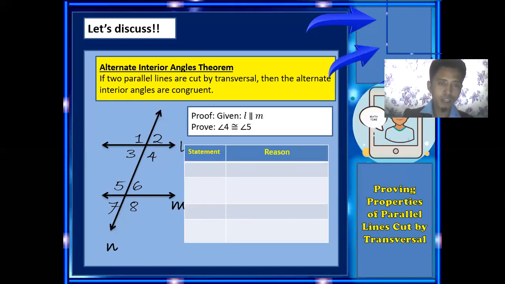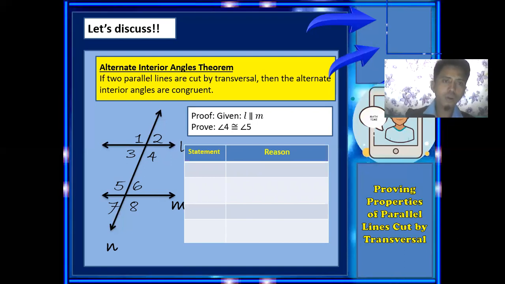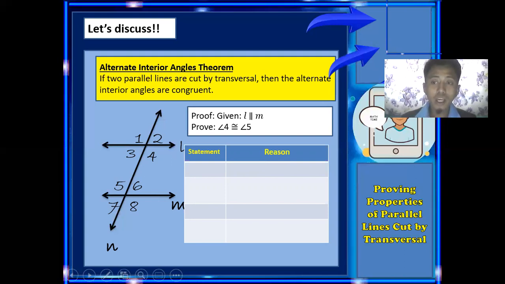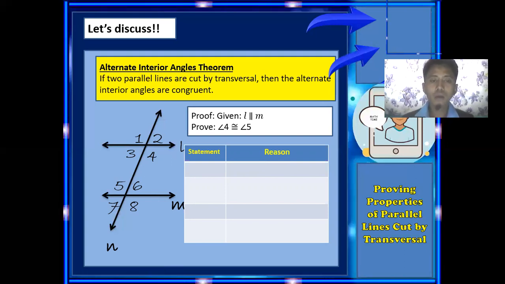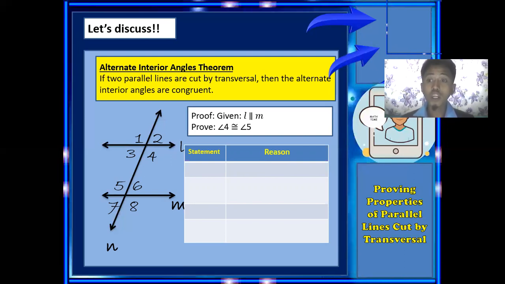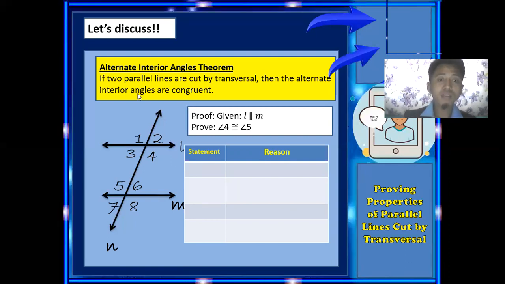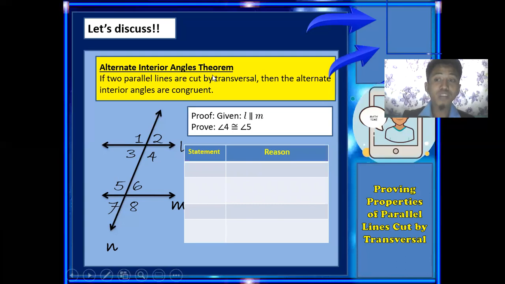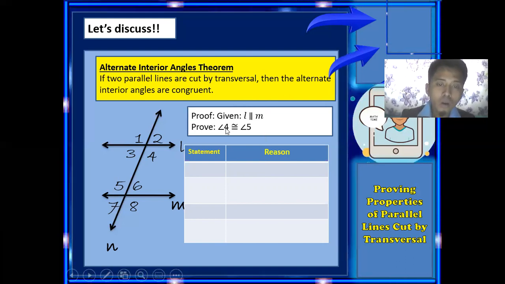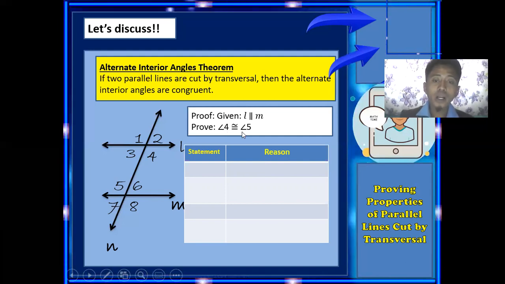Okay. Let's go to the proving part. By the way, the alternate interior angle theorem can be used in proving. But before we can use this theorem as a reason in proving, let's see if this is really true, even though it is already proven because it is really a theorem. Let's try to prove this by using an example. Given, we need to prove angle 4 is congruent to angle 5.